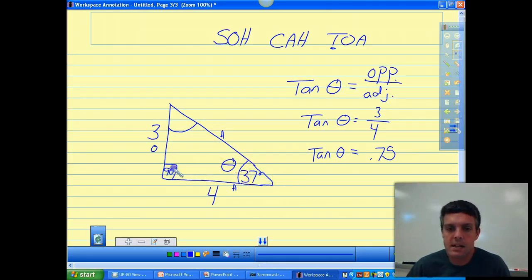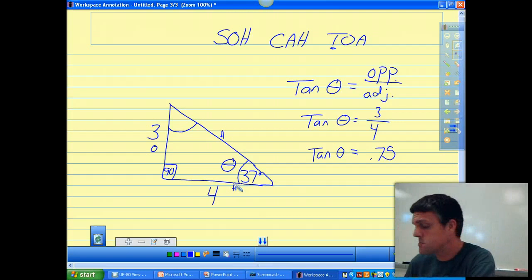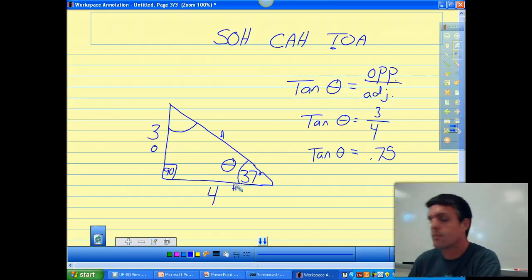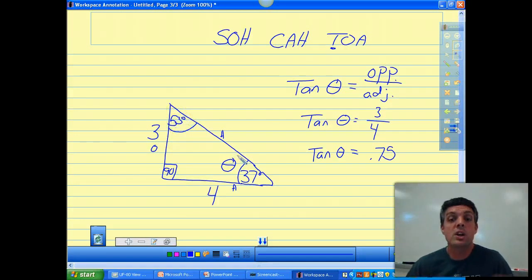So this is a 37-degree angle. This is a 90, all right? And so if that's a 90 and all three angles have to add up to 180, then I take 37, subtract that out of 180, and then subtract out that 90 also. I guess the same thing would be just to take 90 and subtract out 37. All right, and we got 53. So I just found out what the two acute angles are on that gardening plot.